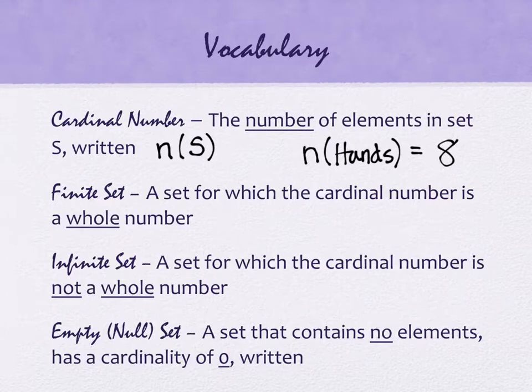Finite set means that it's a set for which the cardinal number is a whole number. It means the same thing you mean when you say a finite value. It has a specific number. Infinite would mean infinite, right? I mean, like you want to define it almost with itself. Infinite means that it does not have a counting number as a cardinal number. Does not have a cardinal number that's a counting number, a whole number. And then the empty or null set is the set that contains no elements, has a cardinality of 0.